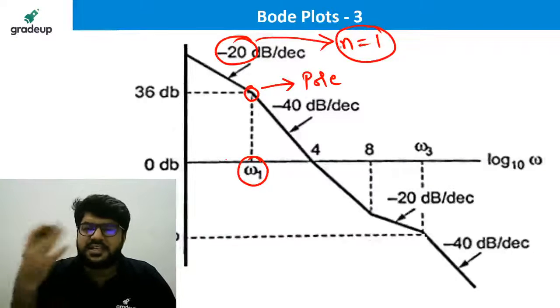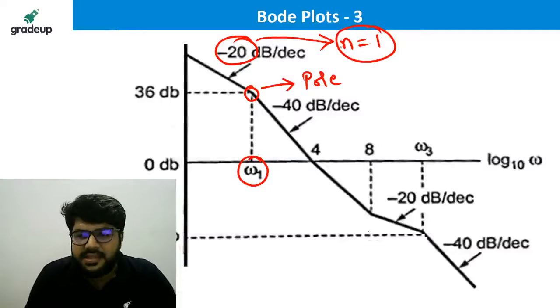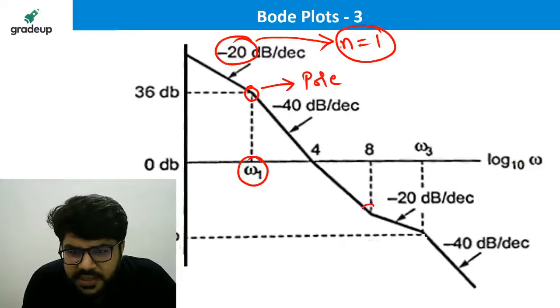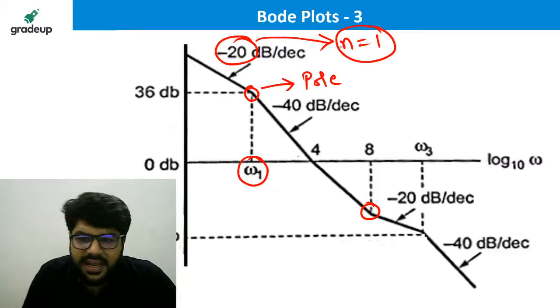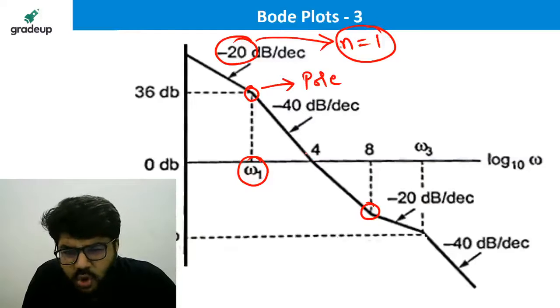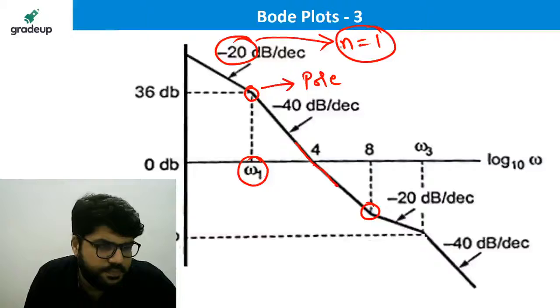I told you, this question has a lot of hidden parameters. Then the next slope change occurs here. Next slope change is occurring here. Guys, here there is no slope change. I don't know why the diagram is bent. Here there is no slope change. It is a continuous line only.